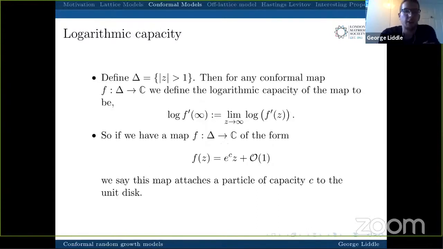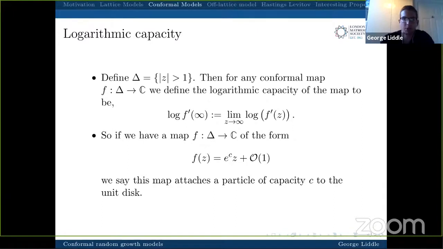So before I actually construct the conformal random growth model, what I need to do is to introduce a notion of size to do that. The notion of size we use in this case is logarithmic capacity. So what we're going to be considering is maps that take the disk to itself with some particle attached on the boundary.